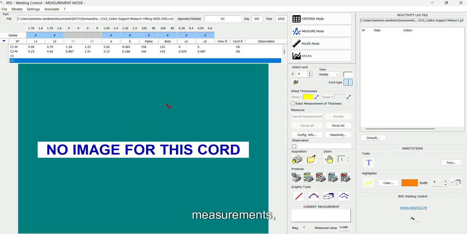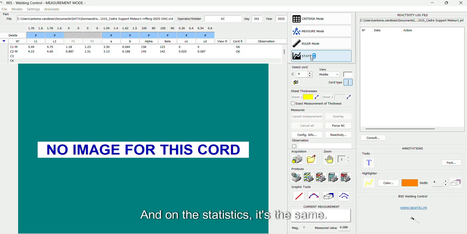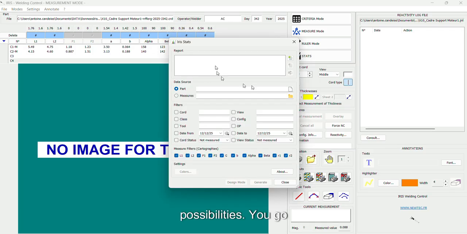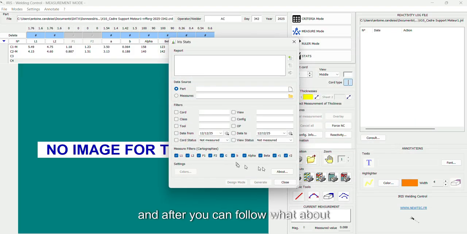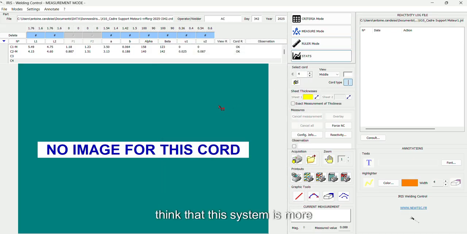By the end, when I have done this, I have plenty of measurements, after which I can do the statistics. And on the statistics it is the same. You have plenty of possibilities. You go on the measurements and after you can follow by a date or a tool or a class or a chord, and measured or not measured. There is plenty of things to do with the statistics. If you want more information, I can go ahead with this, but I think that this system is more for the production.